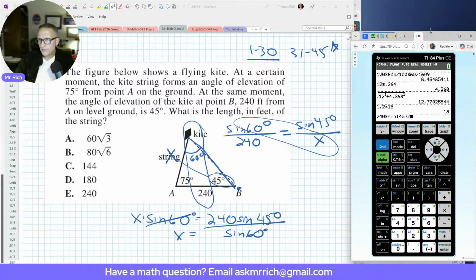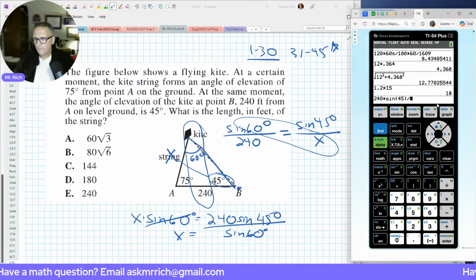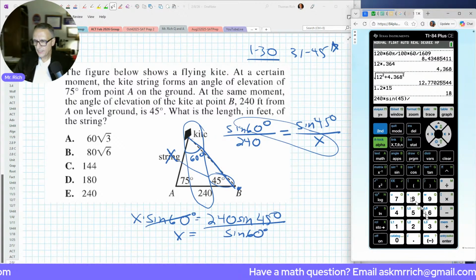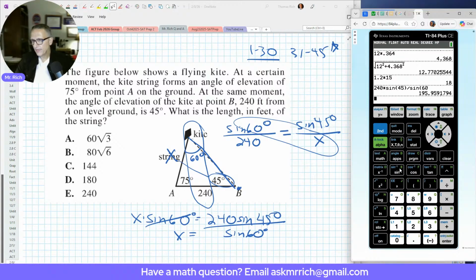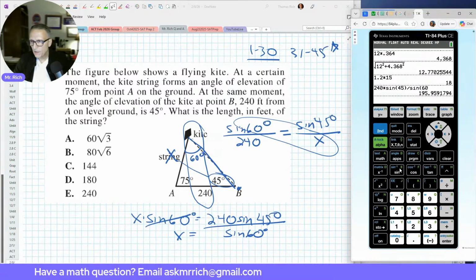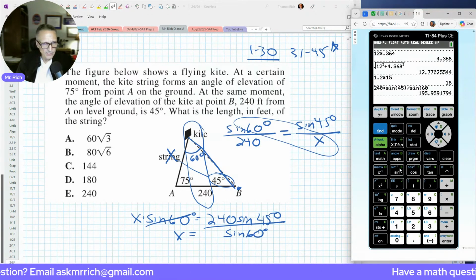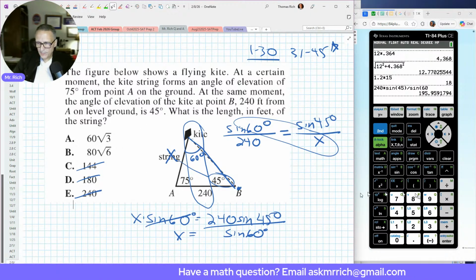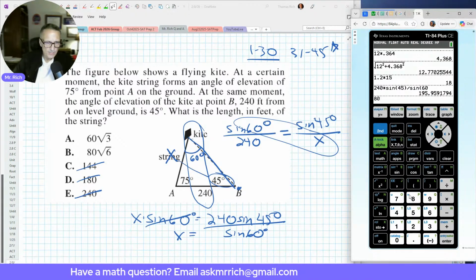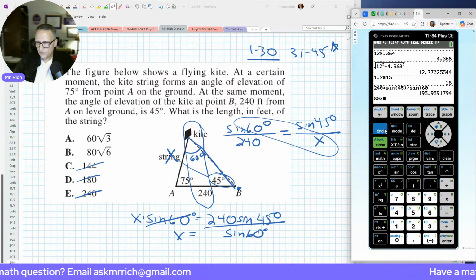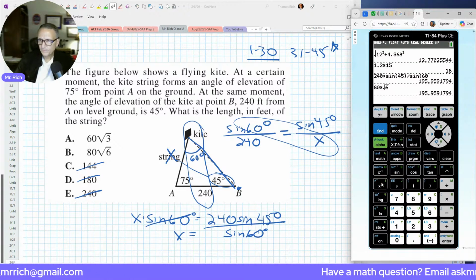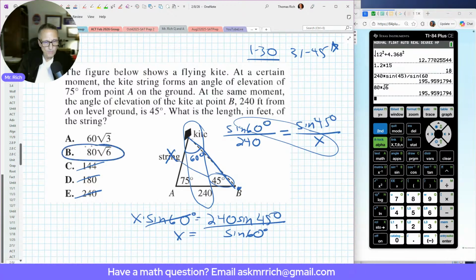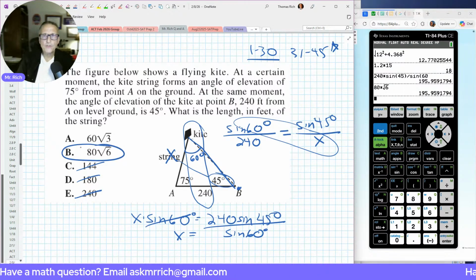Let's expand this just a bit. There we go. Yeah, that's better. Sine 45, and then I will divide that by sine of 60 degrees. And we'll get an answer. And it's 195.96 or roughly 196. So probably not those. I'm going to convert those answers to decimals, right? 80 times the square root of 6. Yeah, there we go. Notice I get the exact same answer there in decimal format. So that's going to be the answer right there.